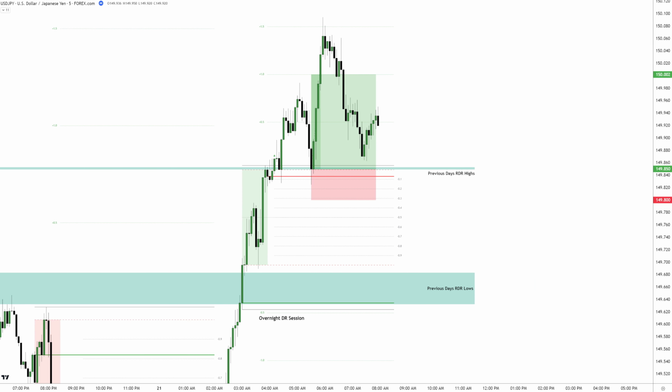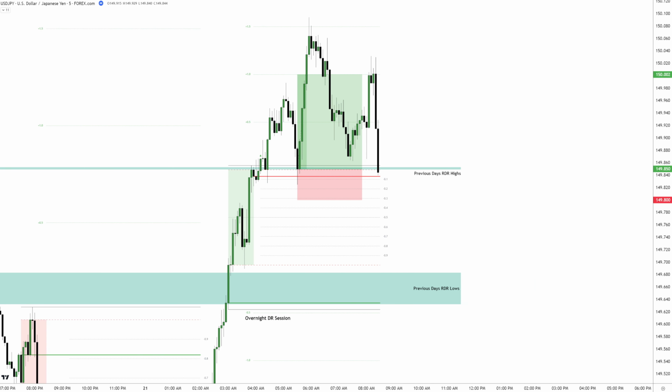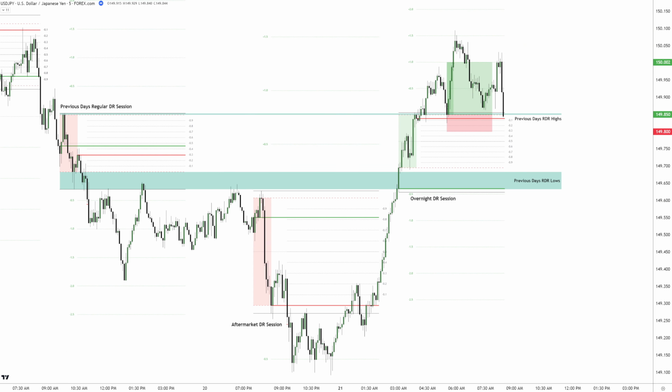Price pushes higher and reaches even the 1.5 standard deviation level. Are you starting to see the value of paying attention to all these small but crucial details? This is beautiful price delivery in action.